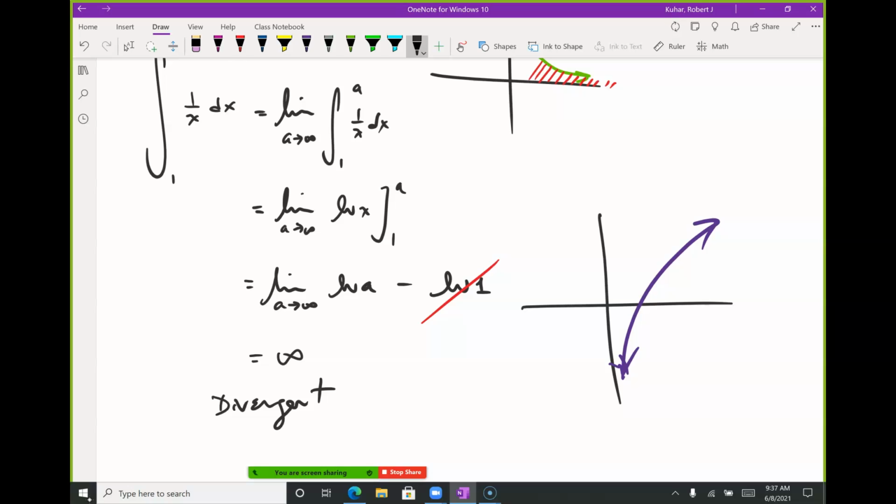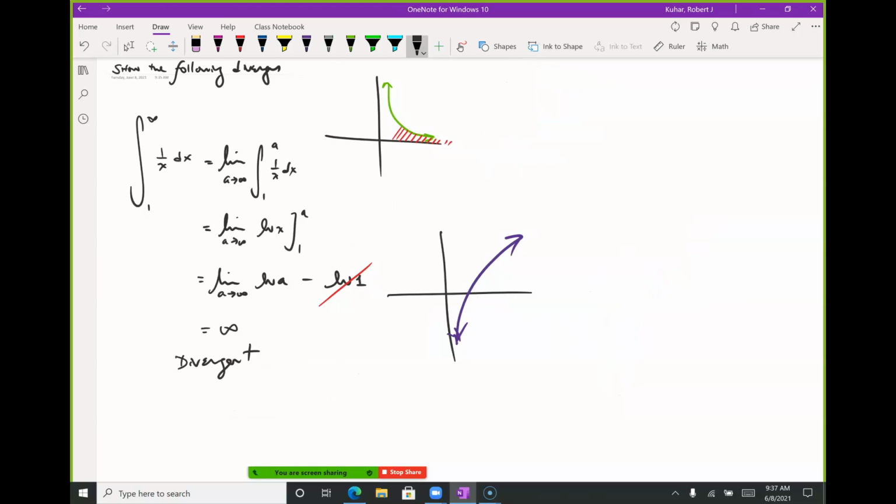It turns out that one over x to the p, so the integral from 1 to infinity of 1 over x to the p dx is convergent if p is bigger than 1. So 1 over x to the 3 halves, 1 over x squared, 1 over x to the 17th, all convergent. But any power less than 1 or equal to 1, divergent.